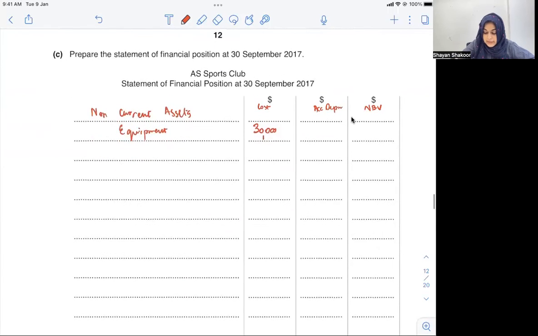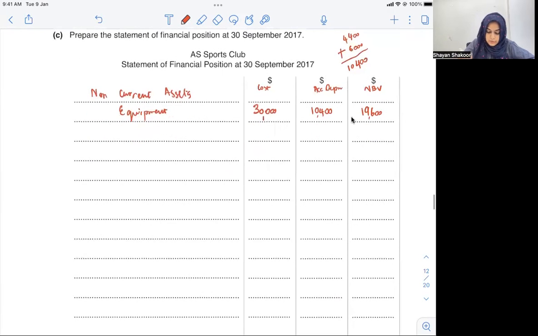So in the second column, we have 4,400 that is already there as provision for depreciation at the start of the year. So that was accumulated depreciation at the start of the year. Then during the year, we also added another depreciation that was 6,000. So 10,400 is the total depreciation at the end of the year. So 30,000 minus 10,400 gives you 19,600. So that's the net book value of the non-current assets at the end of the year.